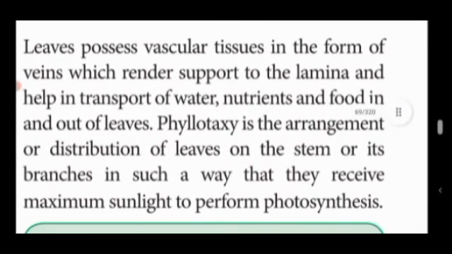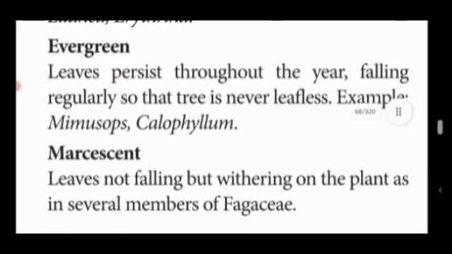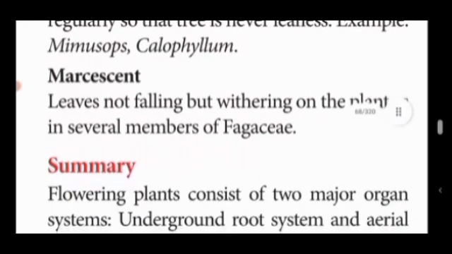The leaves possess vascular tissue in the form of veins. Deciduous: falling at the end of the growing season, so that the plant is leafless in winter or summer season. Example, maple. Evergreen: the leaves persist throughout the year, falling regularly, so the tree is never leafless. Example, Calophyllum. Marcescent: leaves not falling but withering on the plant, as in several members of the Fagaceae family. So these are all about the modification of leaves.